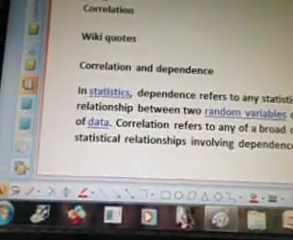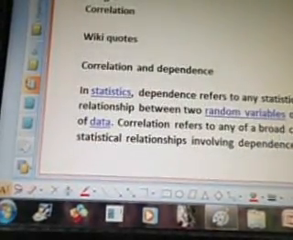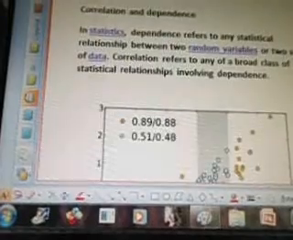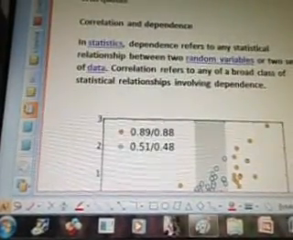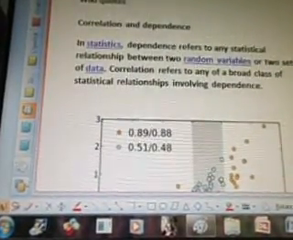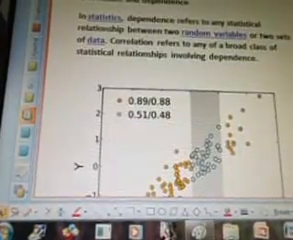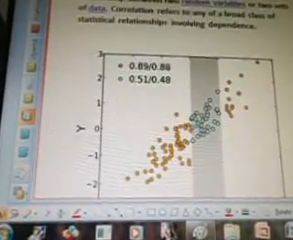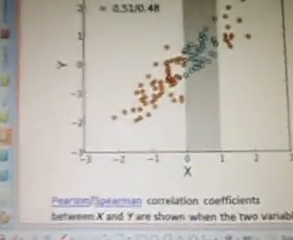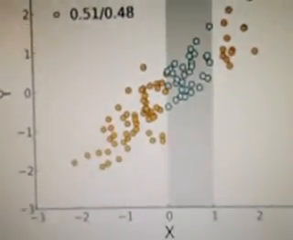And it brings up PDF files and no wiki explanations. Okay? Google correlation, wiki quotes, correlation and dependence. In statistics, dependence refers to any statistical relationship between two random variables or two sets of data. Correlation refers to any of a broad class of statistical relationships involving dependence. So there's the graph it brings up.